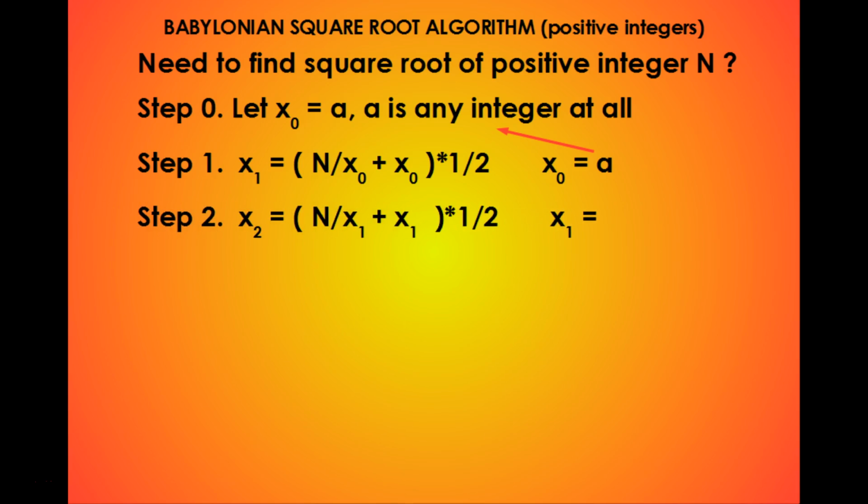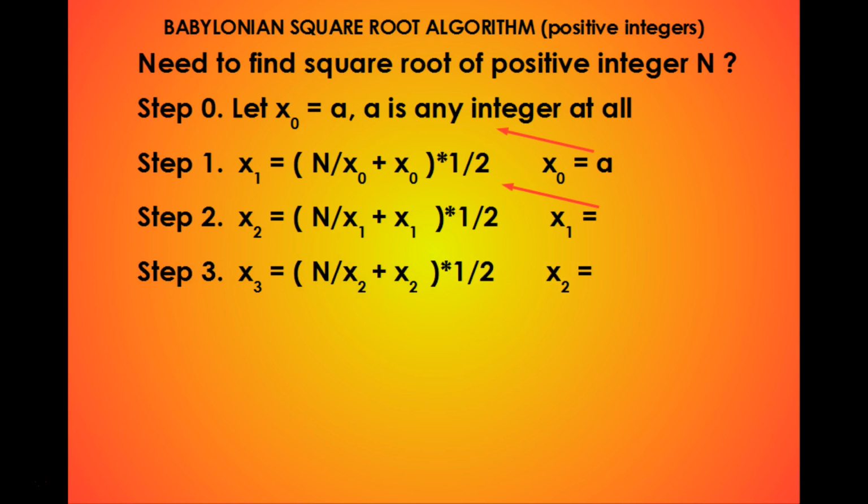Step 2. Let x2 equal n, which is the number you're trying to find the square root of, divided by x1, and then add x1, and when you've done all that, multiply everything by a half, and the reference for the value of x1 is the value that was got in the last step.